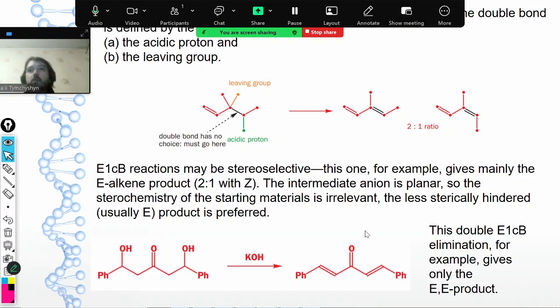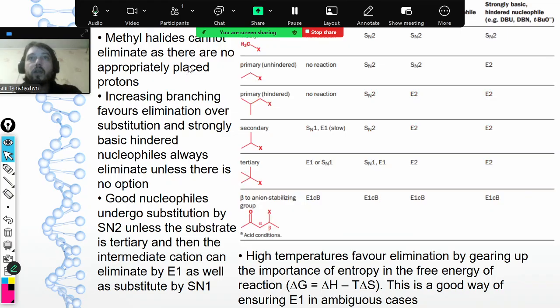This one, for example, gives mainly the E-alkene, but in proportion 2:1. The intermediate anion is planar, so the stereochemistry of the starting materials is irrelevant. The less sterically hindered, usually E product is preferred. So that's it, because the intermediate is planar.